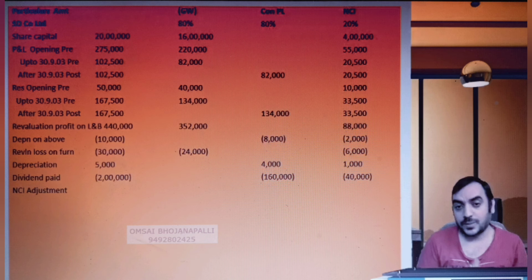It may be interpreted, keep that in mind. Land building in the books of SD Limited at 16 lakh on 1/4/2003, revalued at 20 lakh on 1/10/2003. Furniture stored in the books at 2 lakh on 1/4/2003, revalued at 1,50,000 on 1/10/2003. In both cases, the effects have not yet been given in the books. Prepare consolidated balance sheet of PD Limited and its subsidiary SD Limited on 31/3/2004, complying with requirements of IND AS 110. Okay, let's write a note on that one, then we go further.